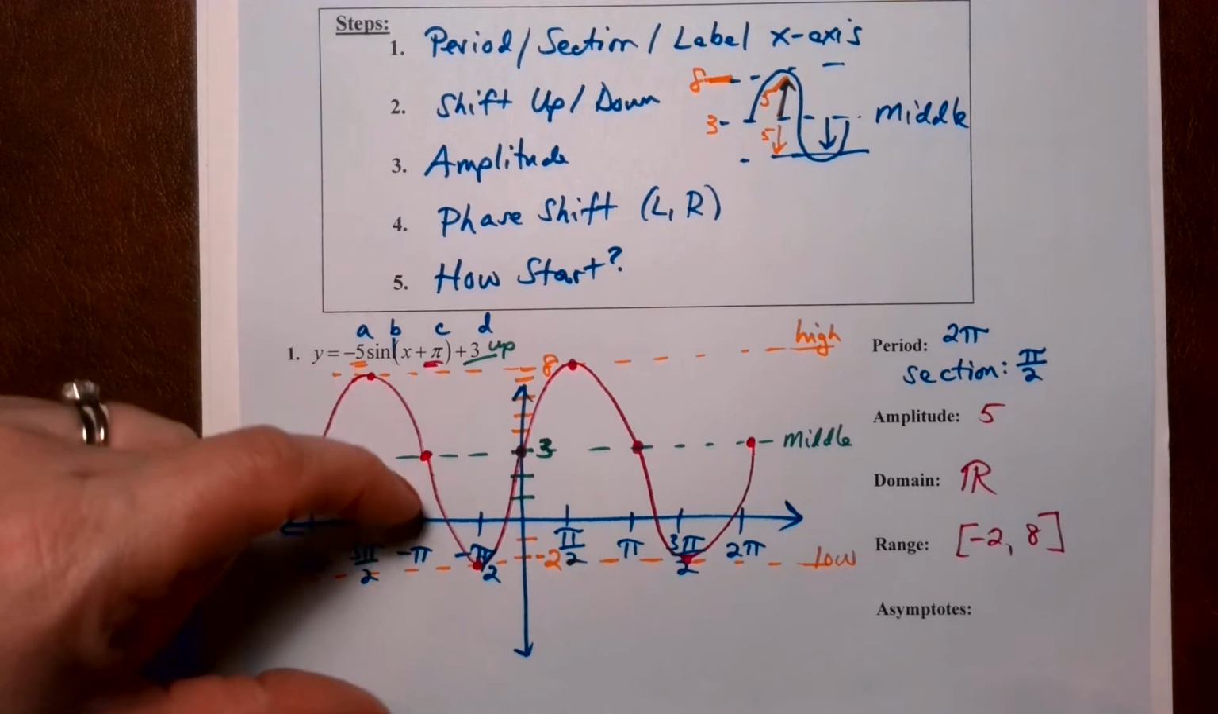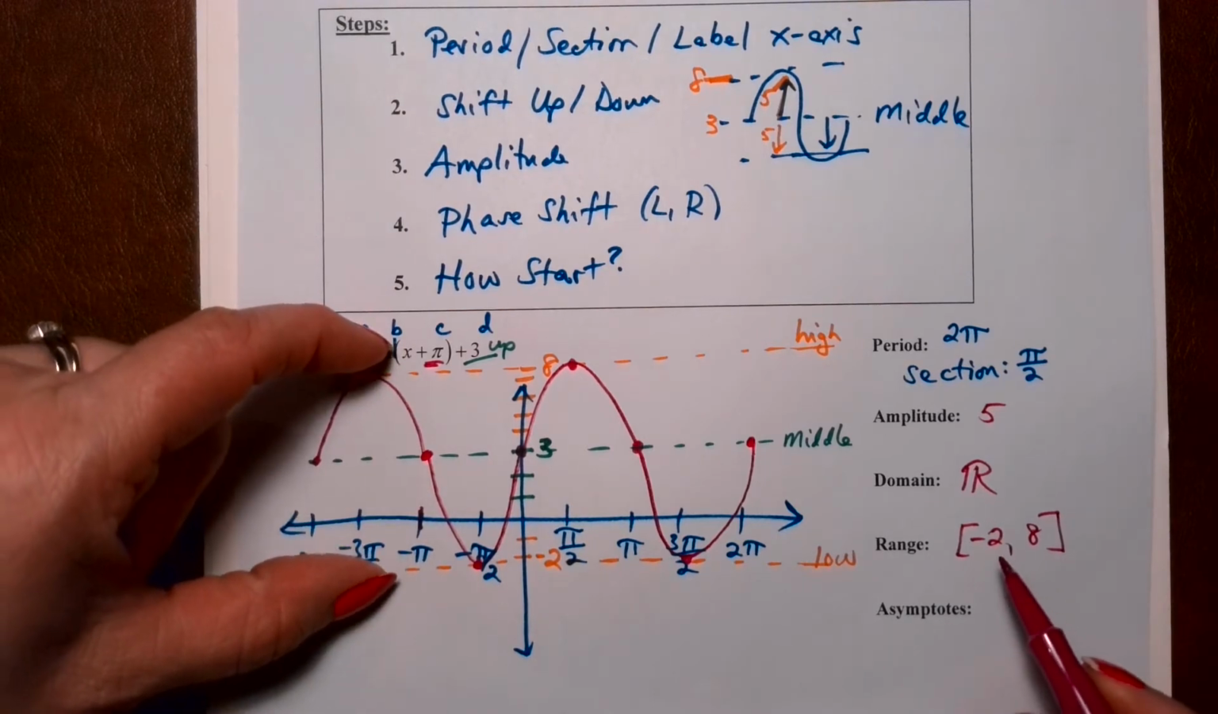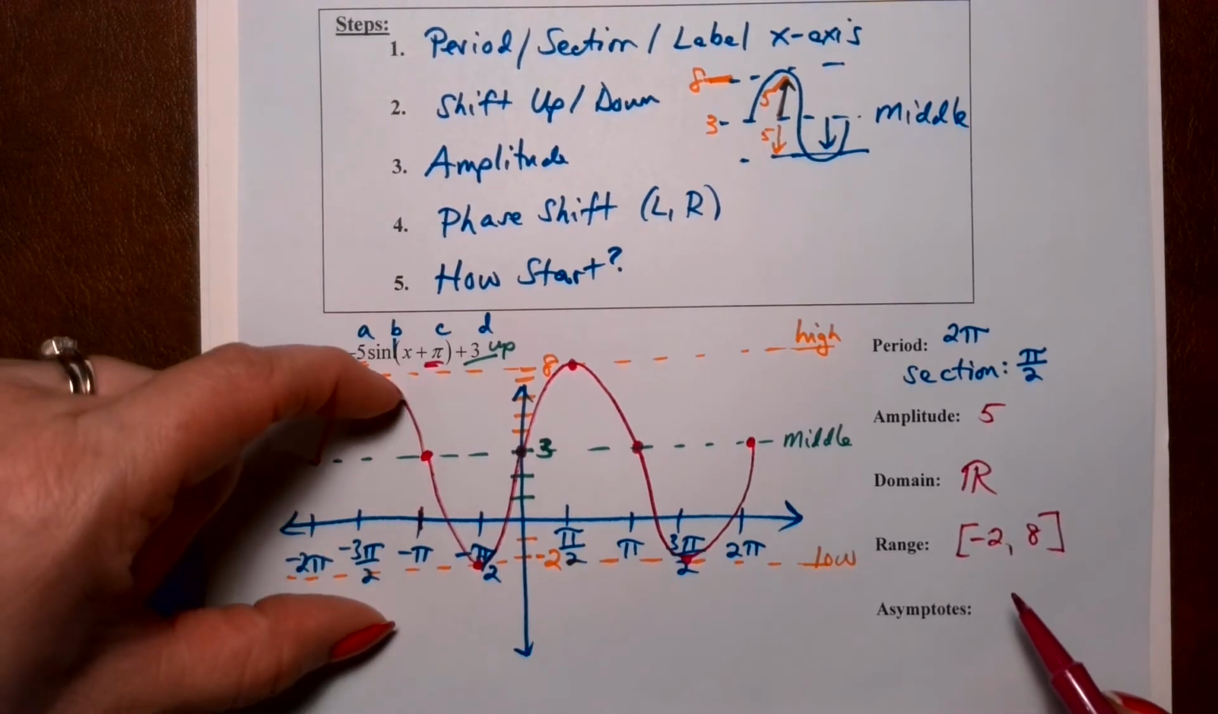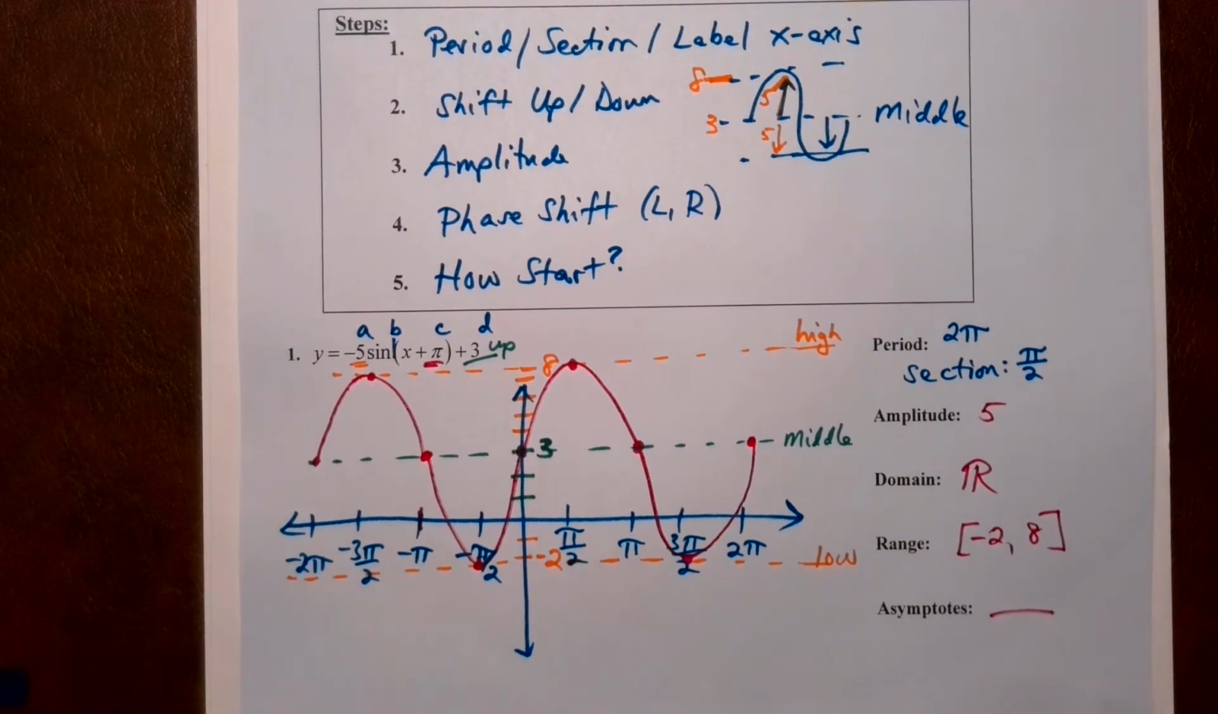Remember, when you're shifting up and down, it's not necessarily the same number. And there are no asymptotes for a sine graph. It is continuous. All right, let's try another one.